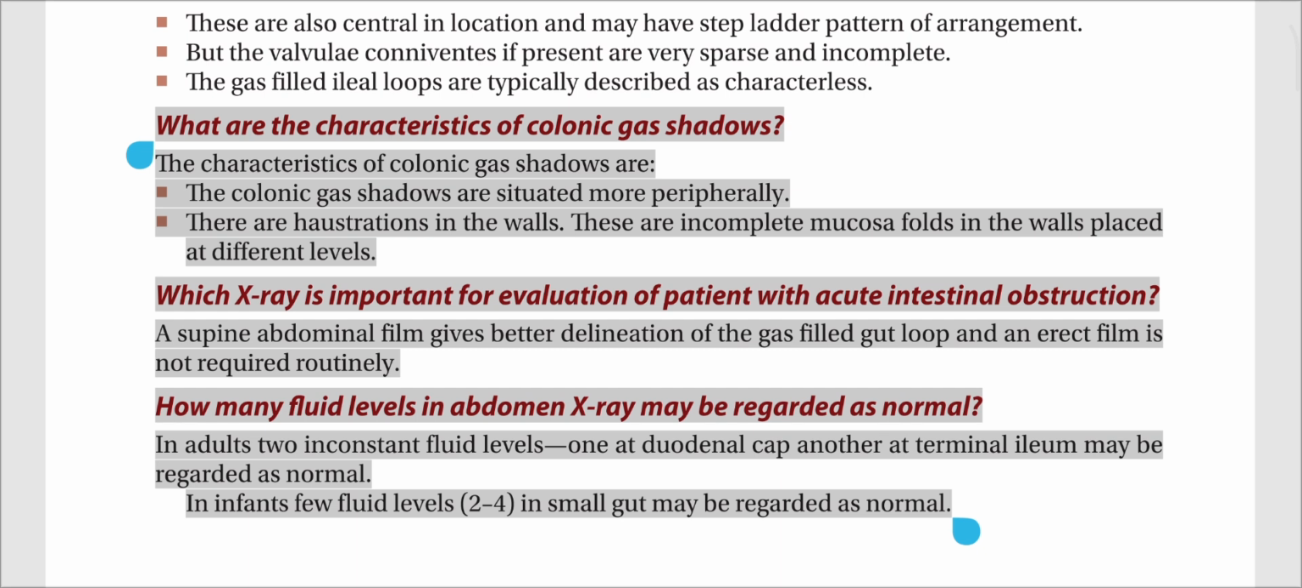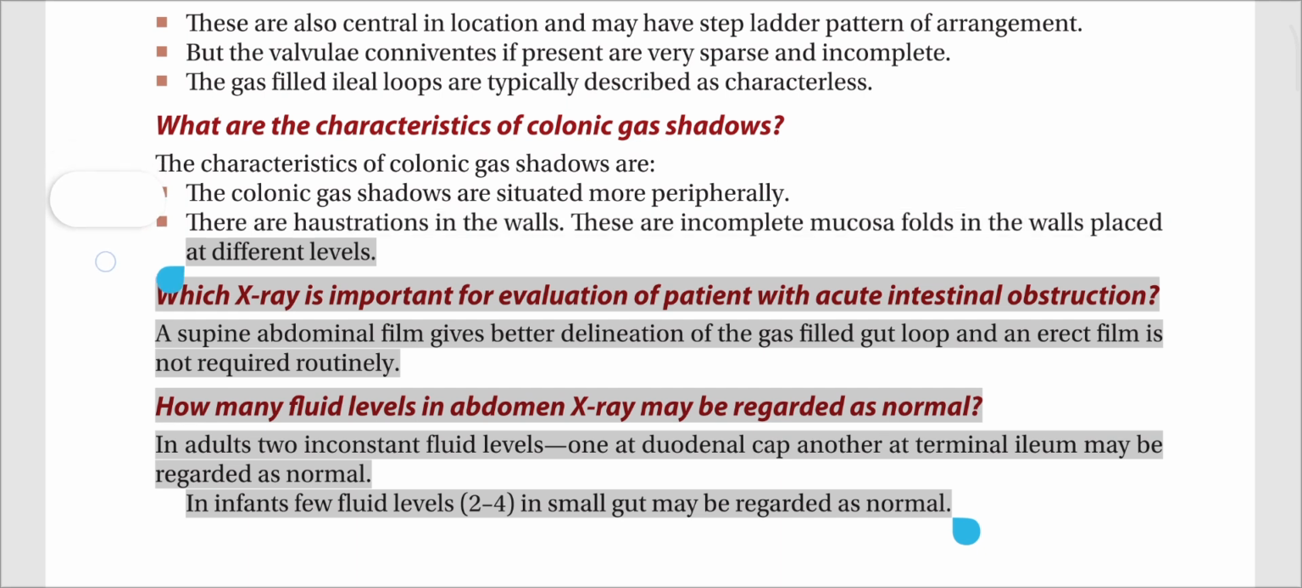What are the characteristics of colonic gas shadows? The colonic gas shadows are situated more peripherally. There is haustration in the walls. These are incomplete mucosal folds in the walls placed at different levels.